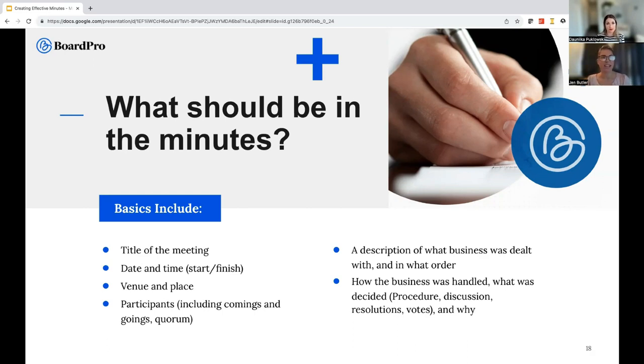Jen, sorry to interrupt. Fiona's asking, our chair signs the minutes. Can this be done in Board Pro so we don't have to print it out? Very soon. Very soon. Yes, it can.